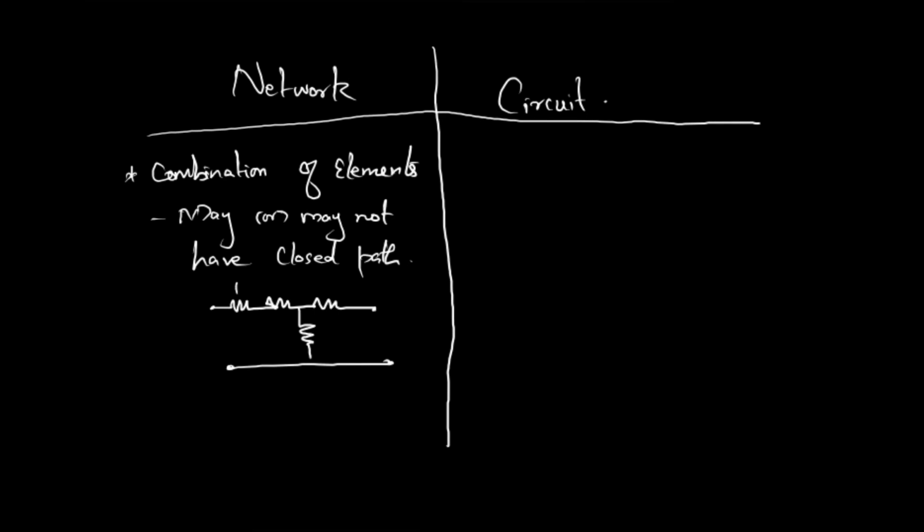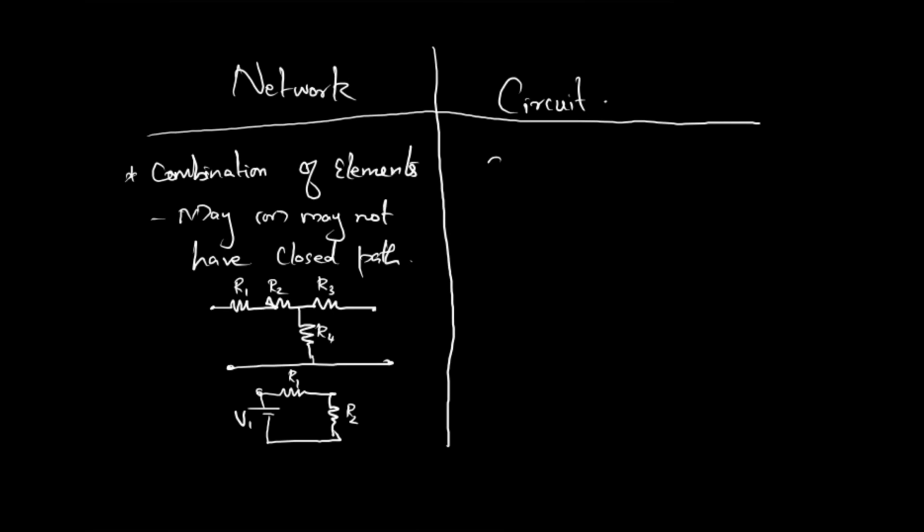Consider resistances R1, R2, R3 and R4 connected like this. See, this is a network. This does not have any closed path for the flow of current. Similarly, this is a circuit having a closed path. This is also a network. So, we can say that a network may or may not have a closed path. Both these are called networks.